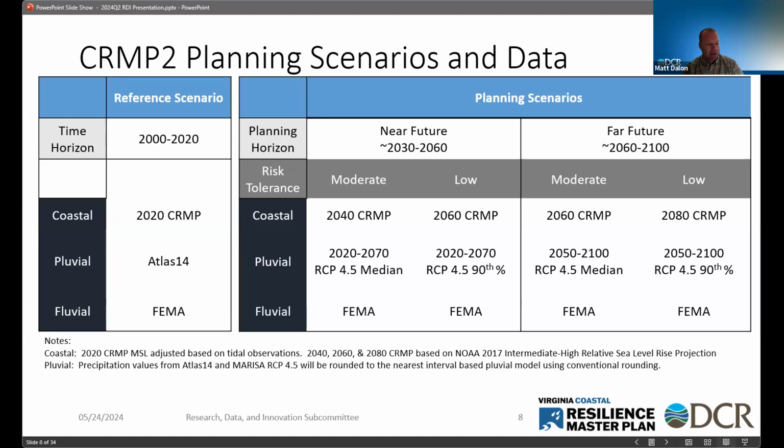that we're using. You'll see that our fluvial data is limited to the FEMA data because that is what we have. But on the pluvial side, we're using the RCP 4.5 median values that work with the MRSA projections, and then the 90th percentile values on the low risk tolerance. So this is where we landed, and we are organizing the data to fit these planning horizons and risk tolerances in the plan. Any questions here?